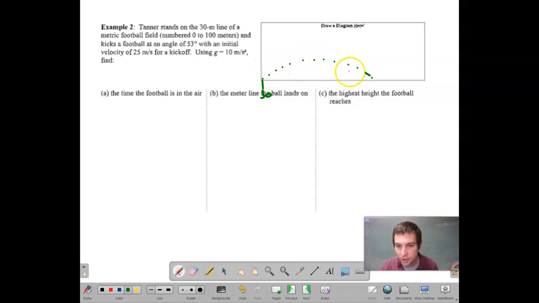And this is parabolic, and we're launching from ground to ground. So that should trigger a couple of things in your head by now. But we've got a 53-degree angle here, and the initial velocity is 25 meters per second in this direction. It's at an angle, so we already know we've got to resolve that vector into its components. It's got to have an x component and a y component, and they have to be behaving separately.